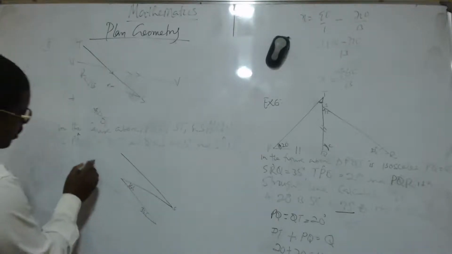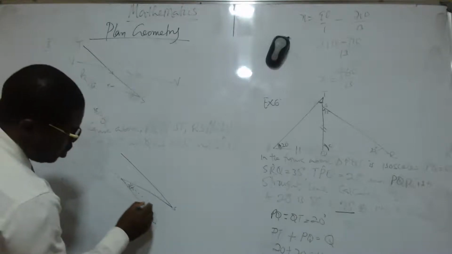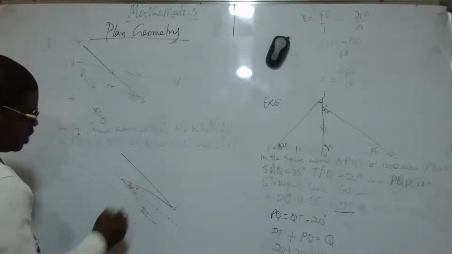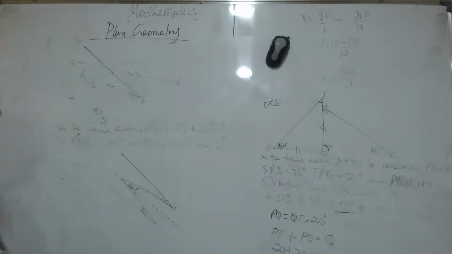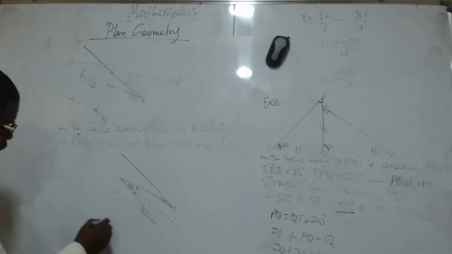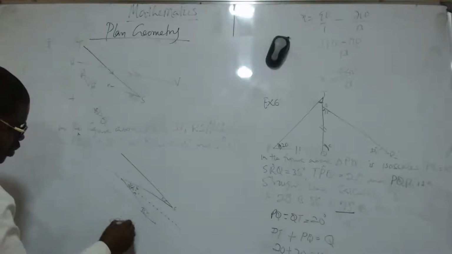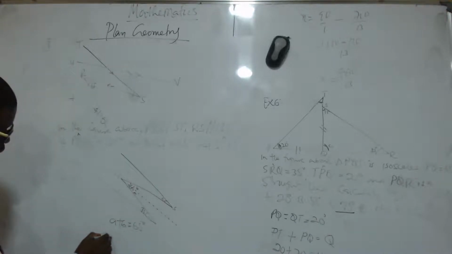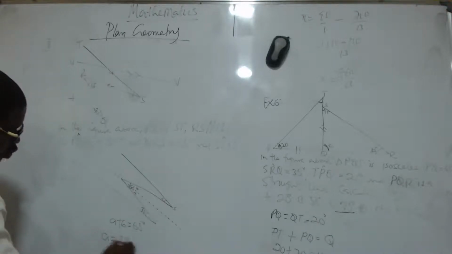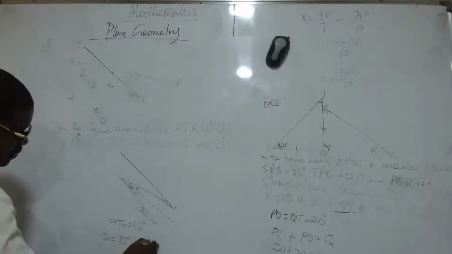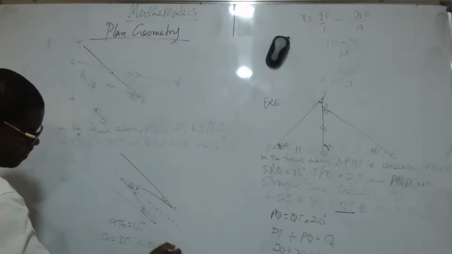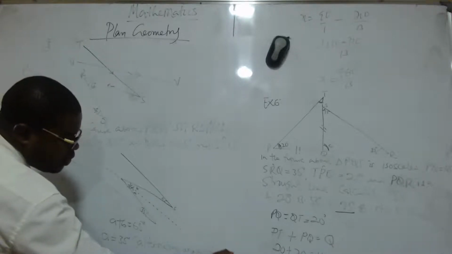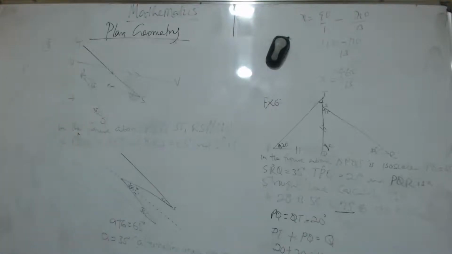Now I divide this angle into two equal parts. I name this one A, this one B, and this angle C. So A plus B will give you 65. My A is equal to 35. Reason: alternating angles are equal.